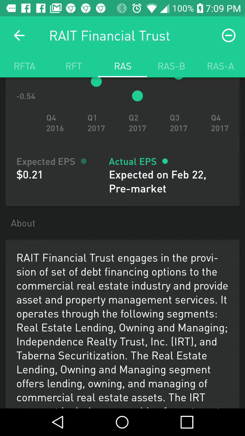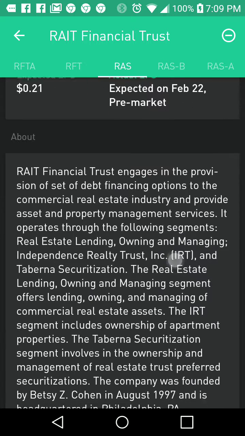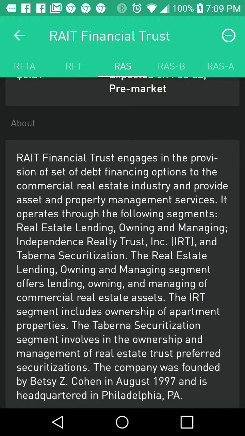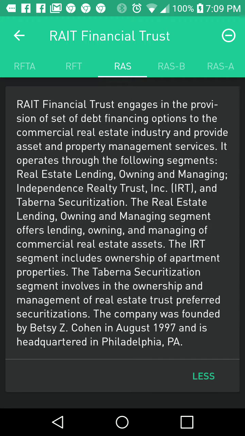So I knew that I need to find out some research on this company. And I found out that currently they're basically a company that manages apartment buildings. That's what this company does. The trust here manages apartment buildings, and that seems to be a stable, sound investment.